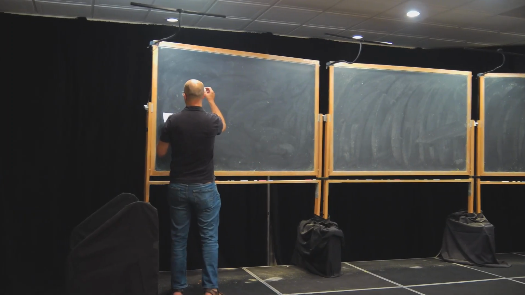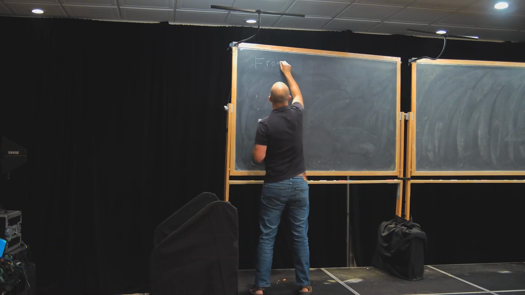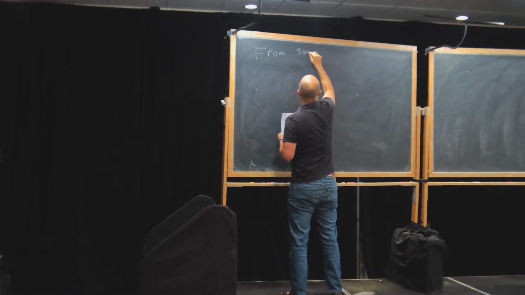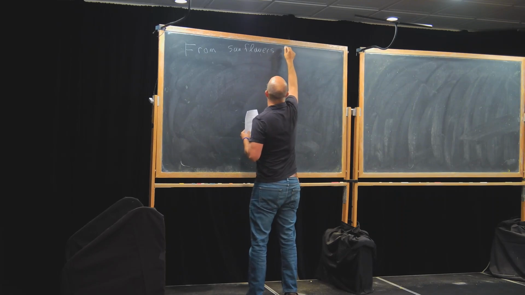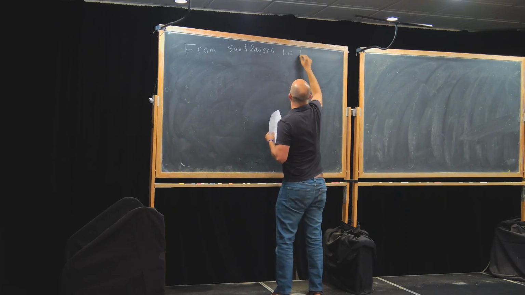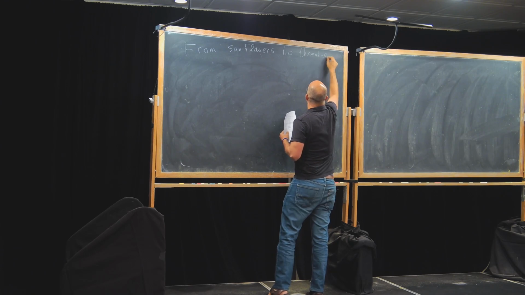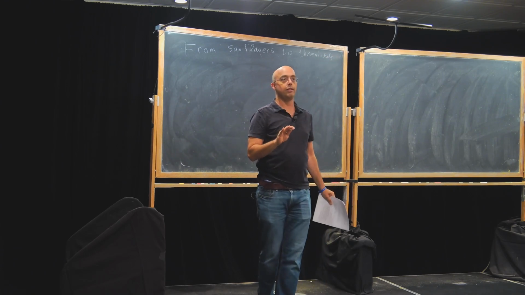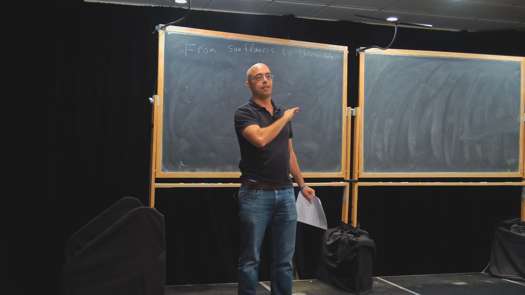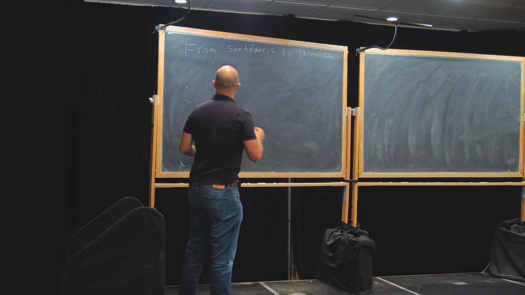So again, the title is going to be From Sunflowers to Thresholds. And is this writing too small? Is it fine? People in the back, can you see it? Yes? Sort of? OK. I'll try to write bigger. OK. And there are going to be 5 topics.